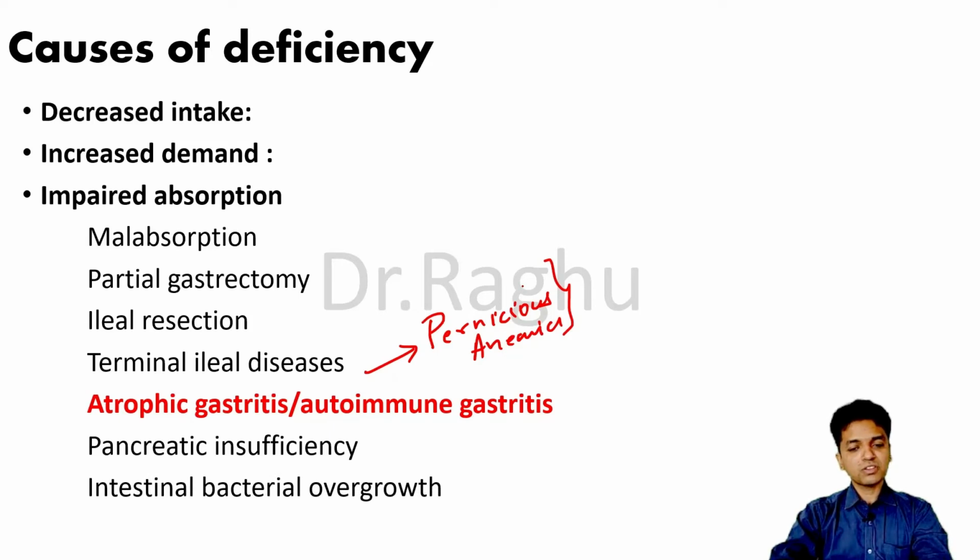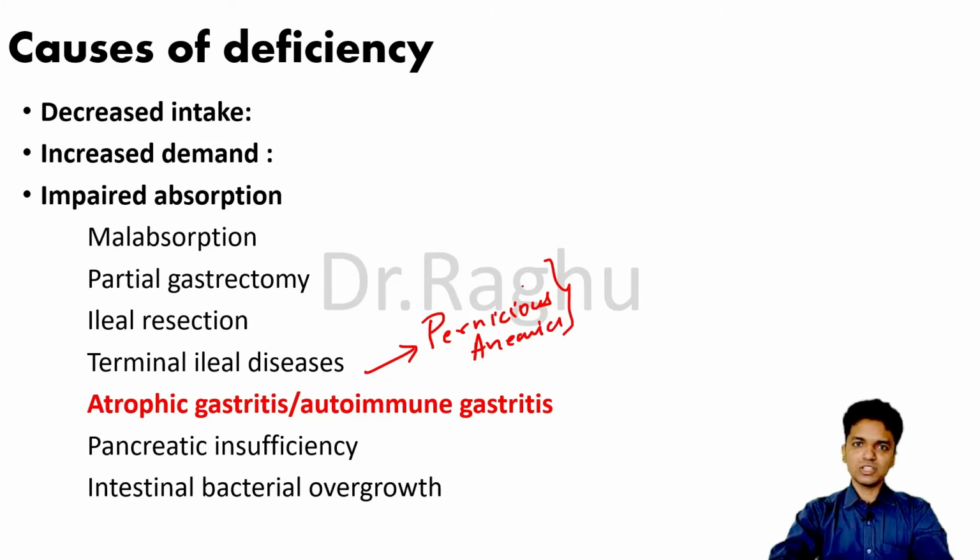It could be also because of intestinal bacterial overgrowth. We all know that there is bacteria in the intestine, and these bacteria also utilize vitamin B12. If at all there is a condition where there is bacterial overgrowth, then what is going to happen? Then these bacteria are the ones which are going to utilize vitamin B12 more and more, and hence the amount of vitamin B12 which is absorbed in the intestines is going to be less.